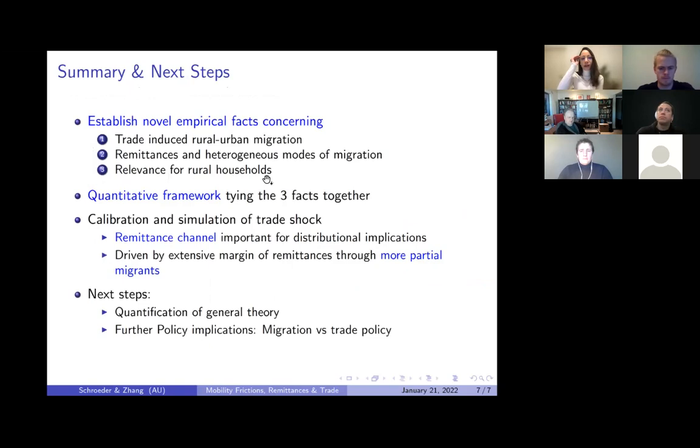Okay, so as a summary, we established three novel facts, and then we tie these facts regarding remittances, migration, and trade together in a quantitative framework. We show that within this framework, the remittance channel is important in distributing the benefits of trade across space. What we're going to do next is quantify the more general theory, and analyze in more detail the migration versus trade policy implications, whether they complement or substitute each other. Brilliant, so that's it from my side, and I'm happy to receive questions.